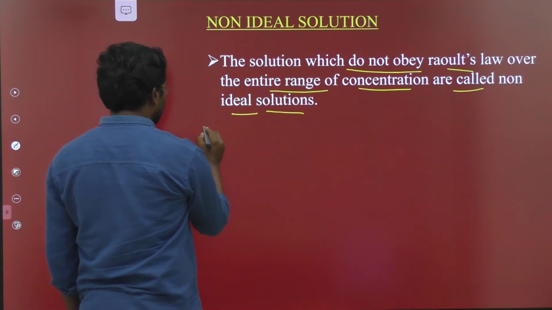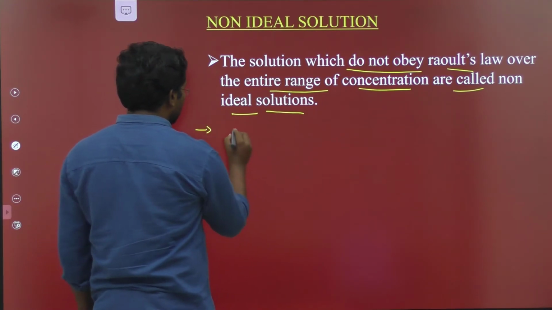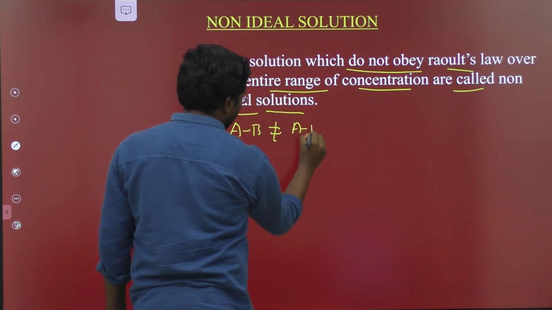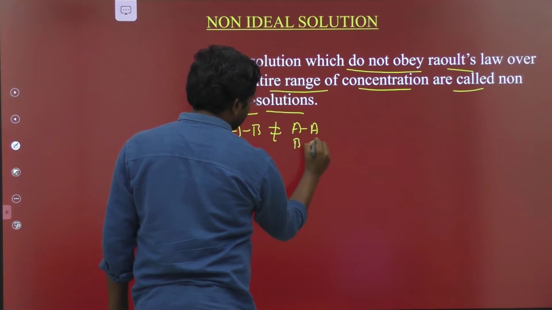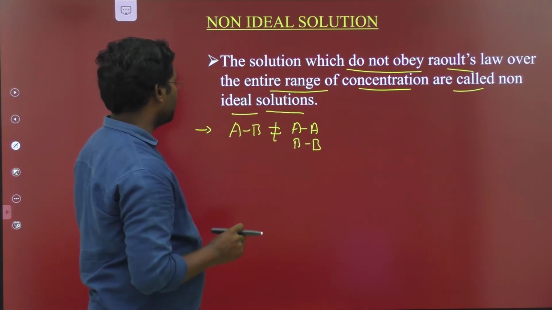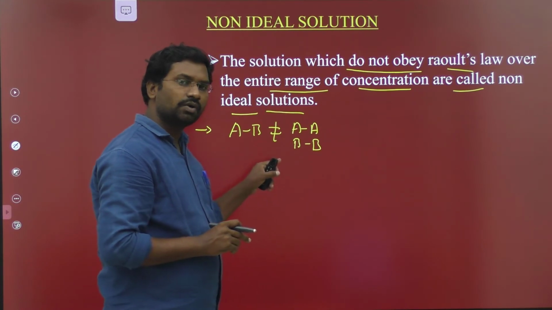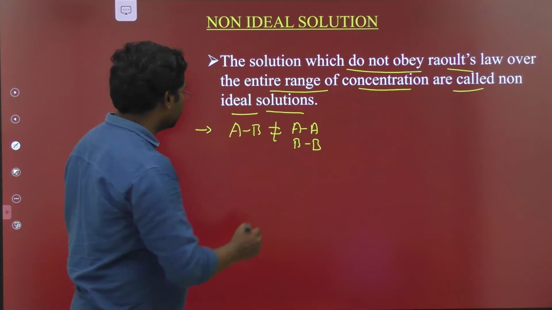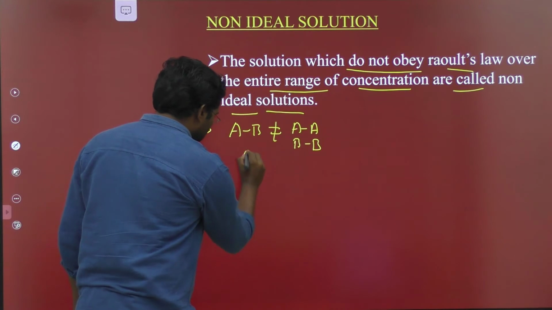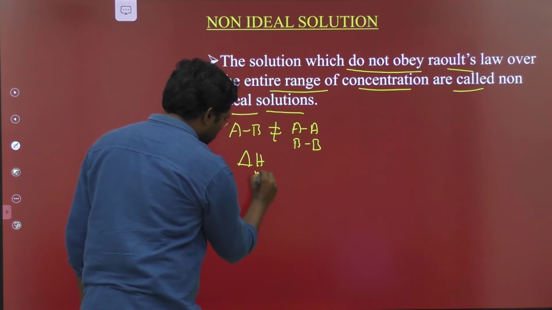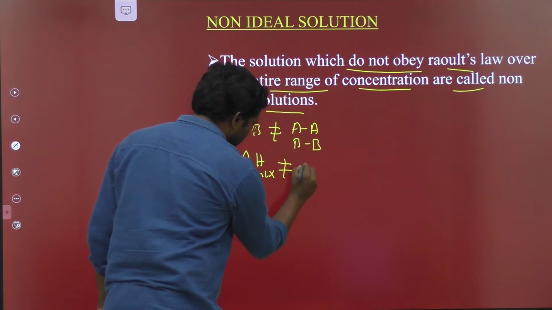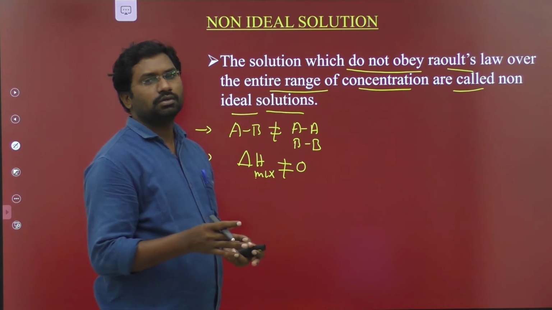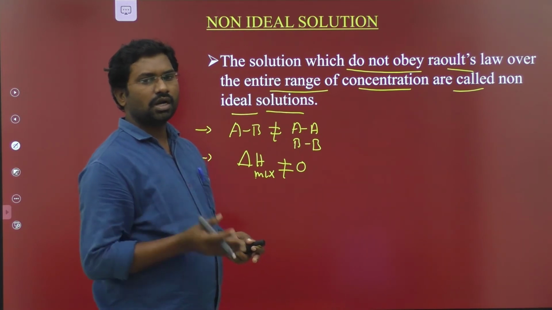The general characteristic of a non-ideal solution is that AB interaction is not equal to AA interaction and BB interaction. That means the interaction between the solvent and solute molecules is not equal to the interaction between the solvent molecules and between the solute molecules. The next important point is delta H mix not equal to 0. That means the change in the enthalpy of two components forming a solution is not equal to 0.